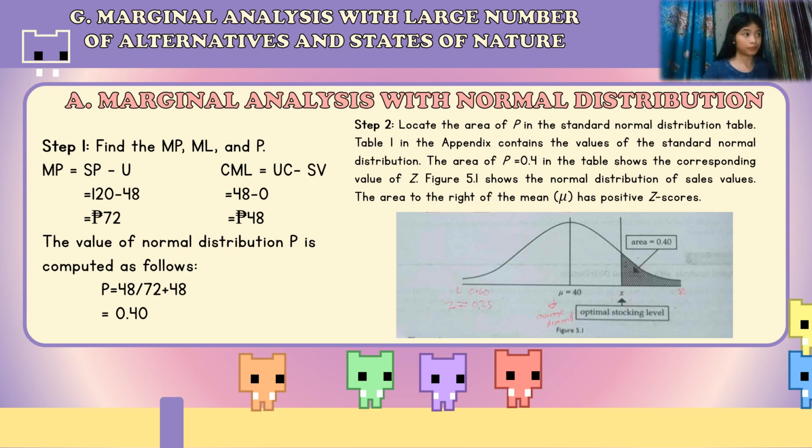So, dito naman sa table, makikita natin na yung na-shade ay the area, which is 0.40. So, since sinabi nga natin kanina na ang normal distribution table is symmetrical, ibig sabihin, pantay yung amount or yung value ng dalawang side, while yung gitna, yun yung average nila.